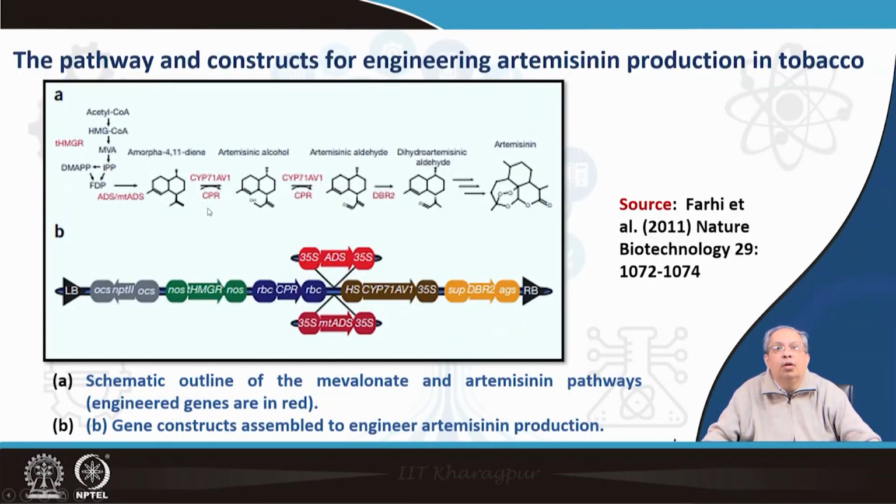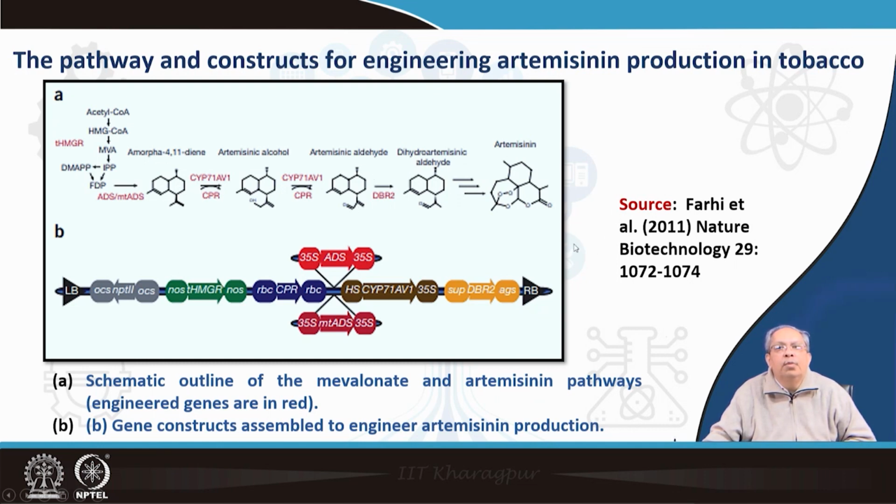Okay. Now, the pathway and construction for engineering of artemisinin production in tobacco. Tobacco was chosen as a model to engineer the pathway, and the pathway for the formation of artemisinin is shown here on the top, as you see, the one written in red. These are the genes which were transferred into the tobacco, and that finally leads to the formation of artemisinin. The gene construct is shown here, and the other one is the pathway which is shown here.